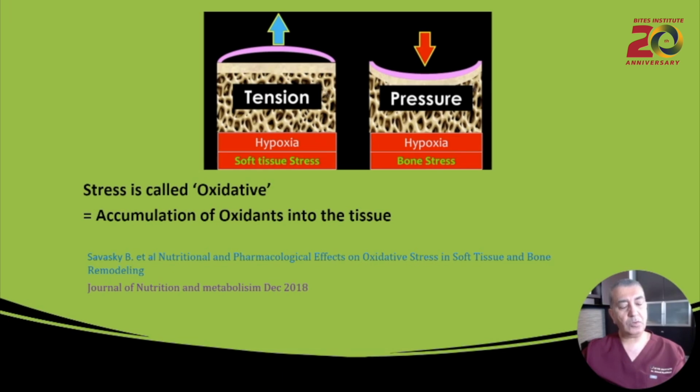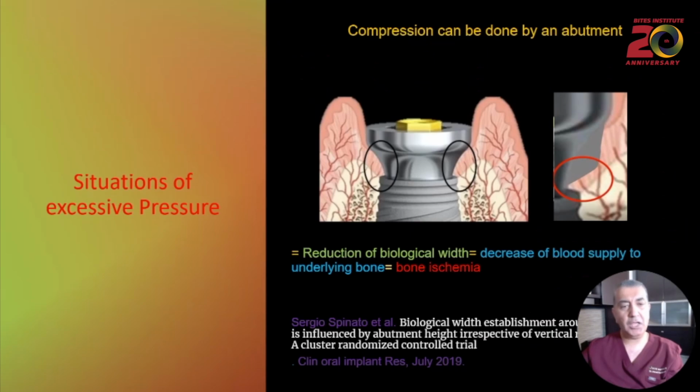So stress is called oxidative, which means accumulation of oxidant in the tissue. From the study of Savasky, he found that either tension or pressure creates hypoxia, which may lead to soft tissue stress or bone stress. Compression can be caused by a certain shape of healing abutment. From the study of Sergio Spinato, he found that reduction of biological width can be caused by a certain type of healing abutment, which will lead to decreased blood supply to the underlying bone and then bone ischemia.